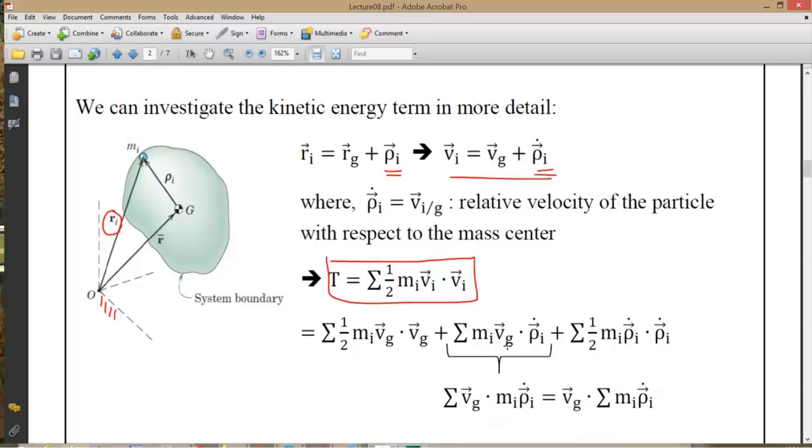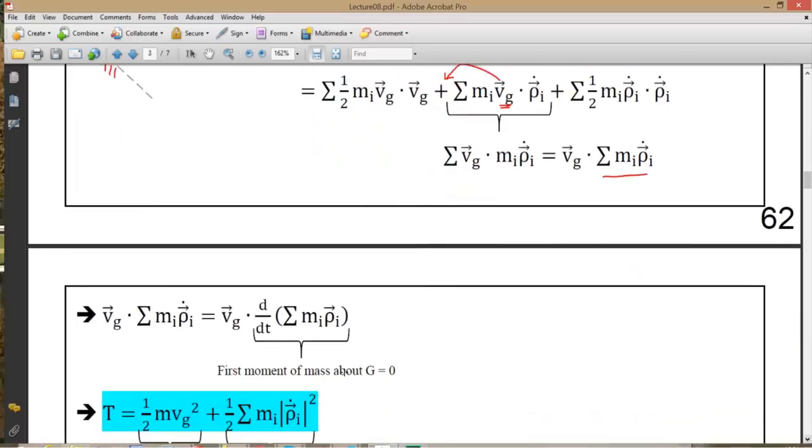Now, in this longer part of the equation, here we have this term which includes the velocity of the mass center. Well, this is a constant, it doesn't have an i subscript, so we can move it out of the summation. If you move it out of the summation, then we are left with mi times rho i dot, which means you're taking the derivative of mi rho i vector with respect to time, times the velocity of the mass center. Now, this is defined as the first moment about the mass center, and it is equal to 0.